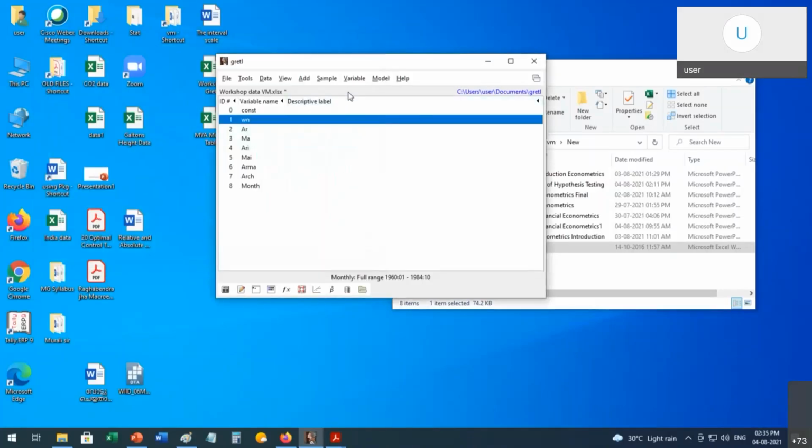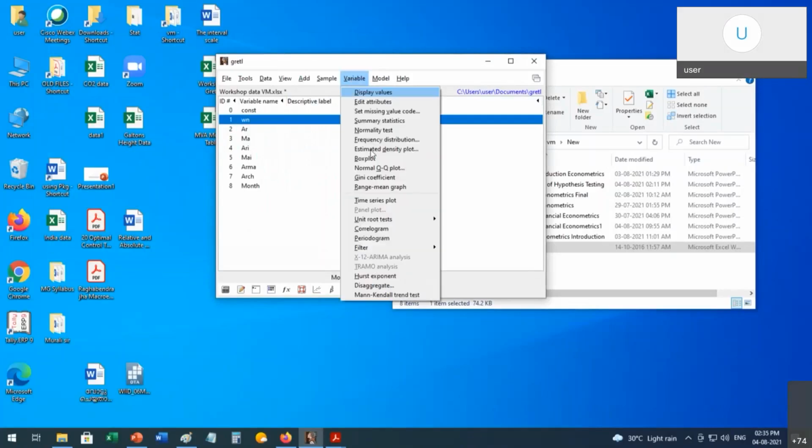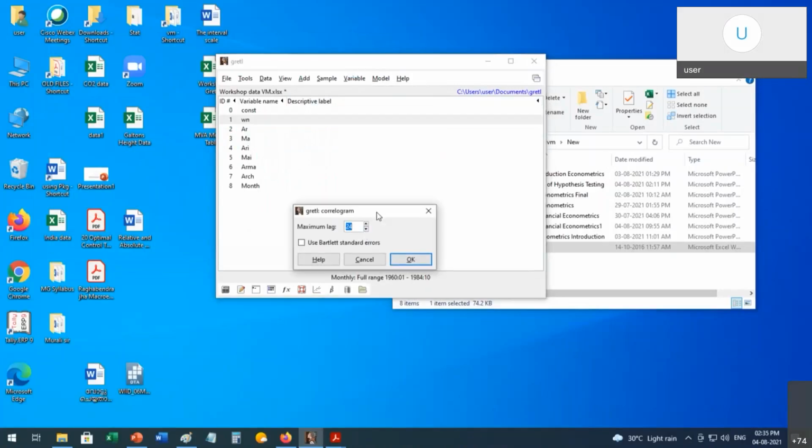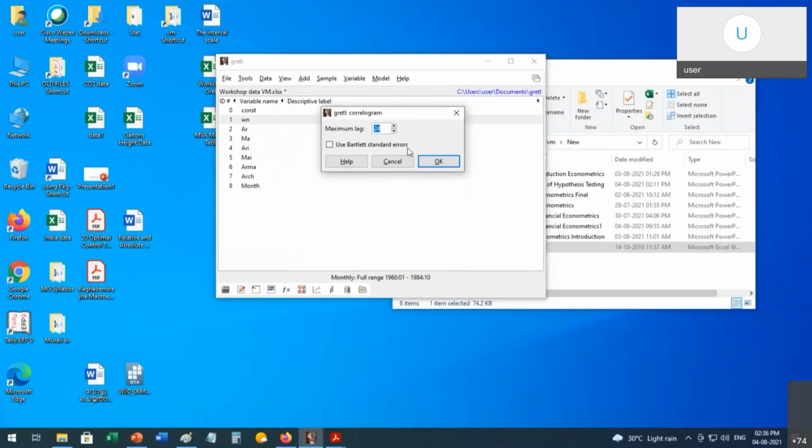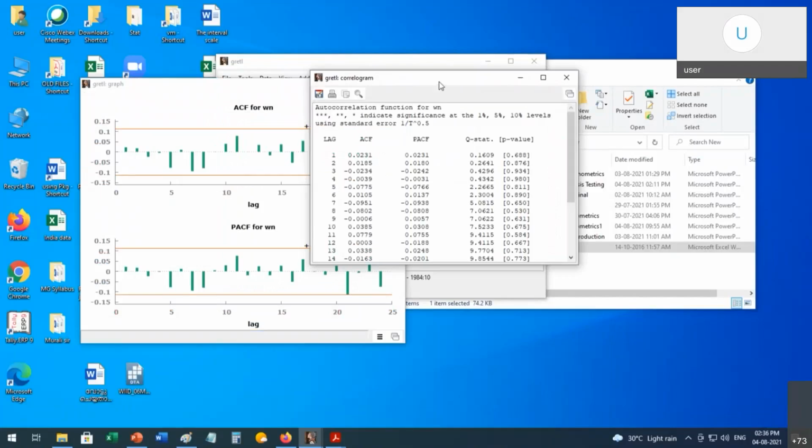Now, to get the classical stationarity check, we go to the variable. Here we have correlogram. So we click this correlogram and we have to give the lag. By default, Gretl has taken 2 years, that is 24 lags for monthly data. Then we click OK.